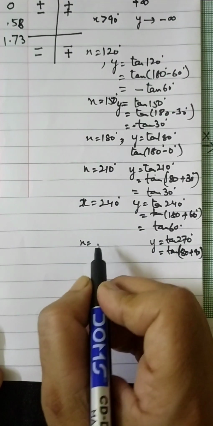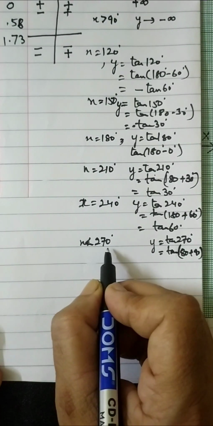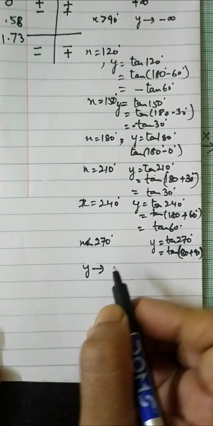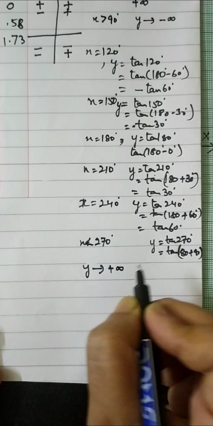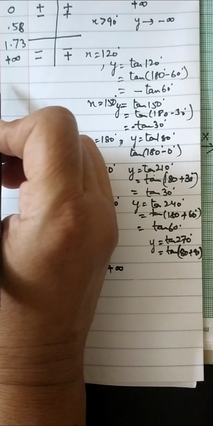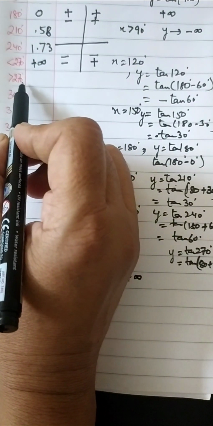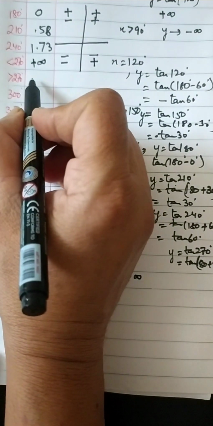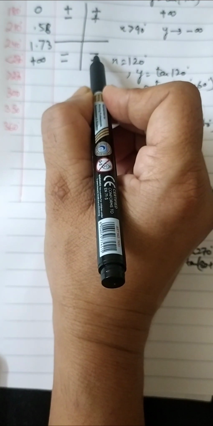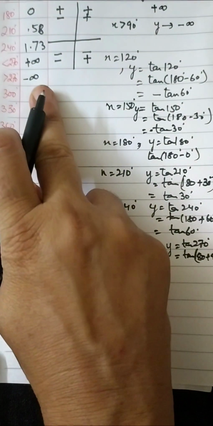Now therefore when x is less than 270 degree but very close to 270, my y would tend to be positive infinity. And when x is very close to 270 but greater than 270, it would be negative. Why? Because that would lie in the fourth quadrant, and in the fourth quadrant my tan is negative, right? So you have to be careful here.